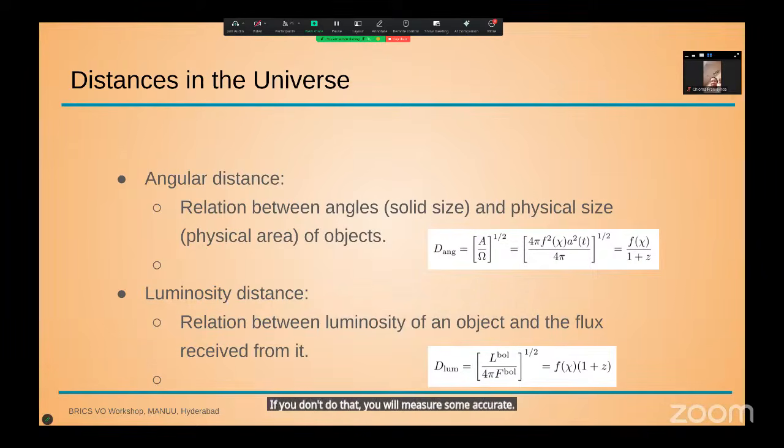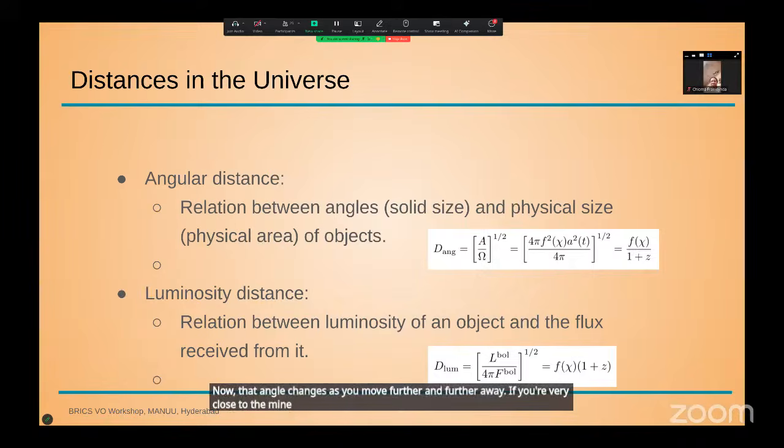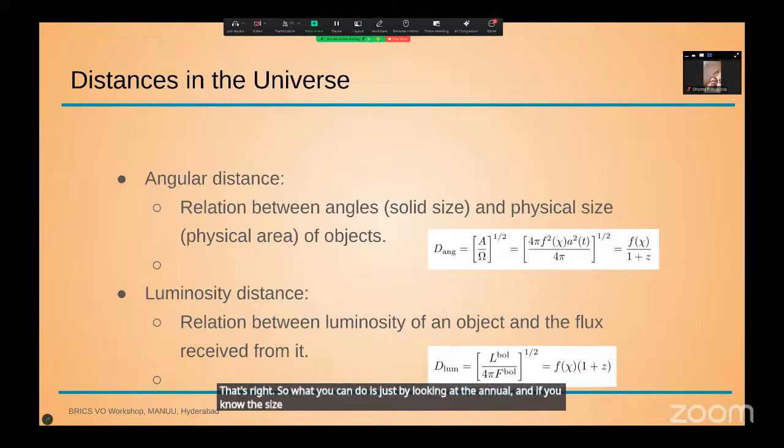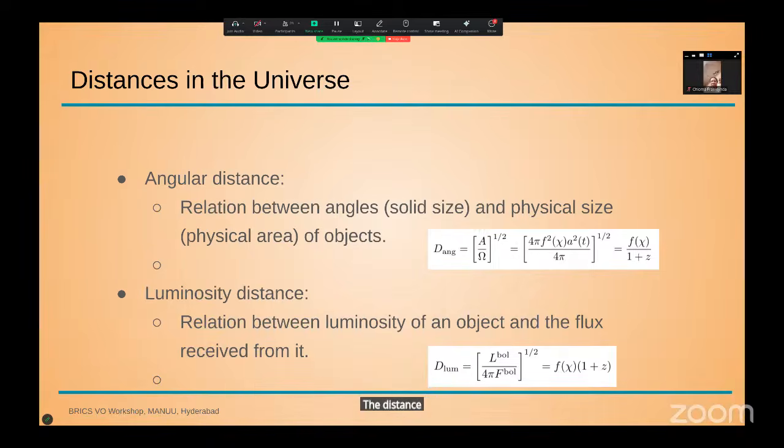Now that angle changes as you move further and further away. If you are very close to the mic, that angle will be large. If you go further away from the mic, the angle will become smaller and smaller. So just by looking at the angle, if you know the size of this mic, you can figure out the distance between this mic and you. Okay? These kinds of distances are what are called angular diameter distance.